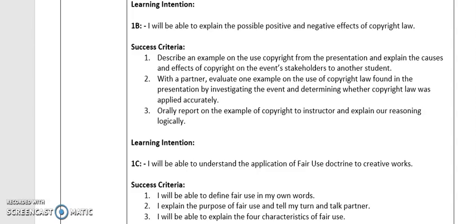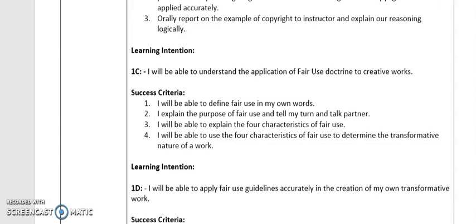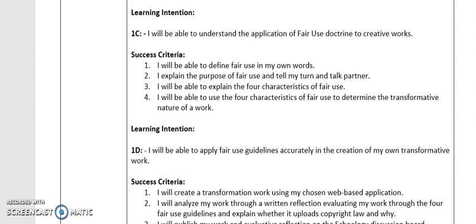2. With a partner, evaluate one example on the use of copyright law found in the presentation by investigating the event and determining whether copyright law was applied accurately. 3. Orally report on the example of copyright to the instructor and explain our reasoning logically. Learning intention.